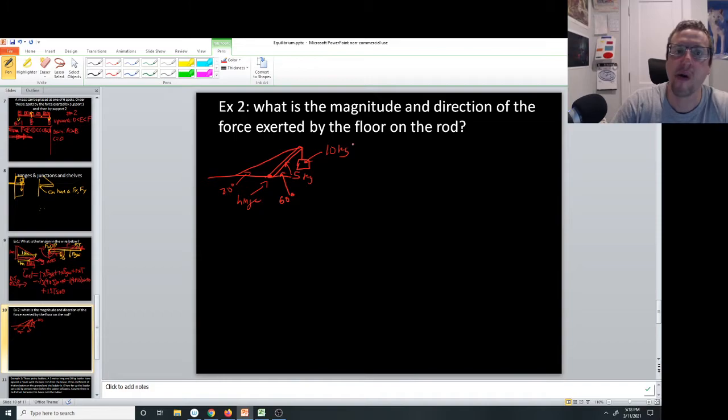We've got magnitude and direction of the force exerted by the floor on this rod. There's a hinge right here, right? And I've got some angles measured out, everything like that. But again, let's simplify this by drawing just the beam. And actually, I'm gonna do a little better job drawing that so it's at a more realistic angle.